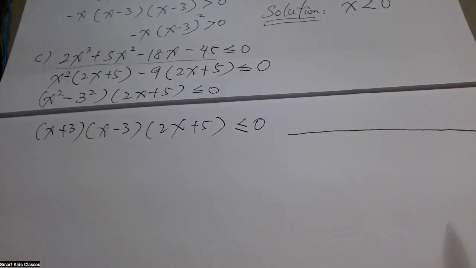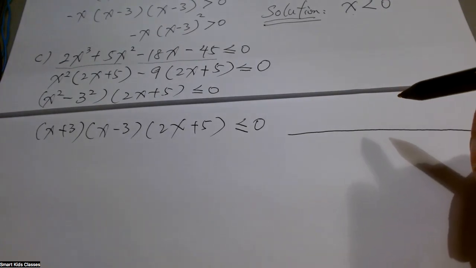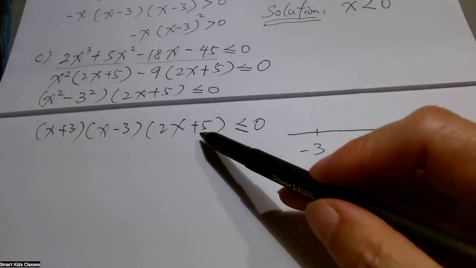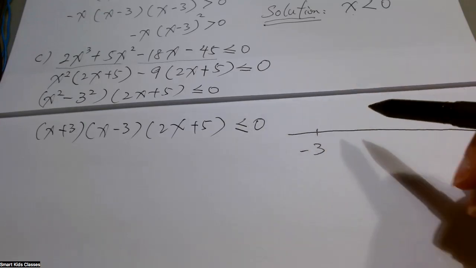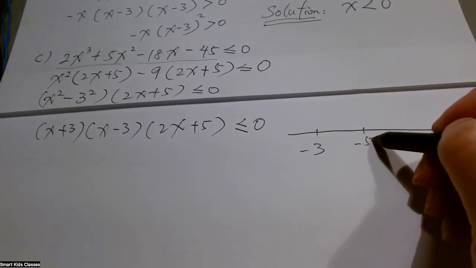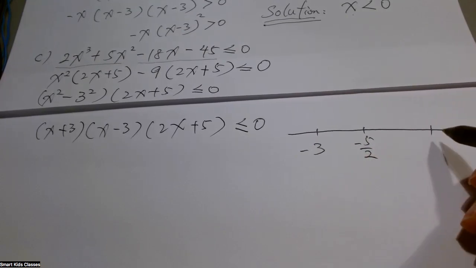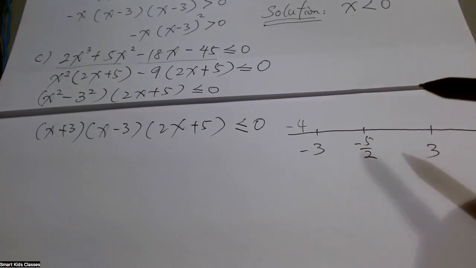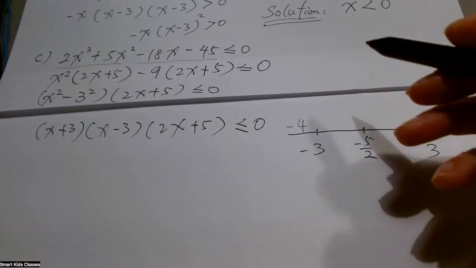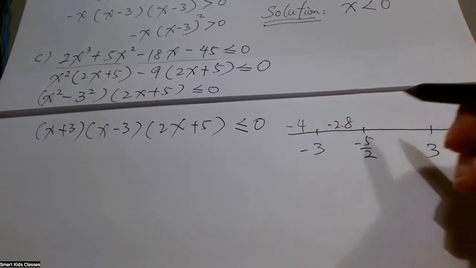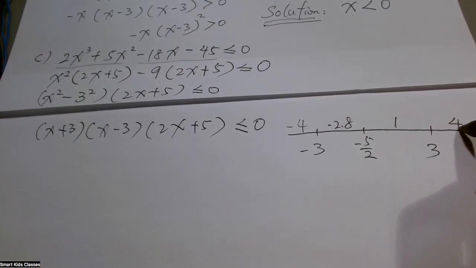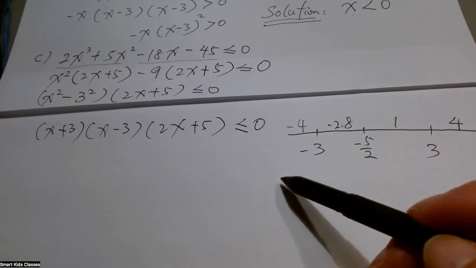So the first one is negative 3. The next one is negative 5 over 2, and positive 3. So for here, we test negative 4. And between negative 3 and negative 5/2, we can test negative 2.8. In here, we can test a 1. And we can test a 4. Now let's find the first one with the brackets.